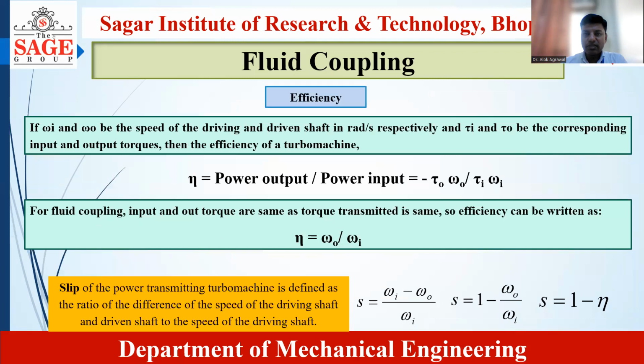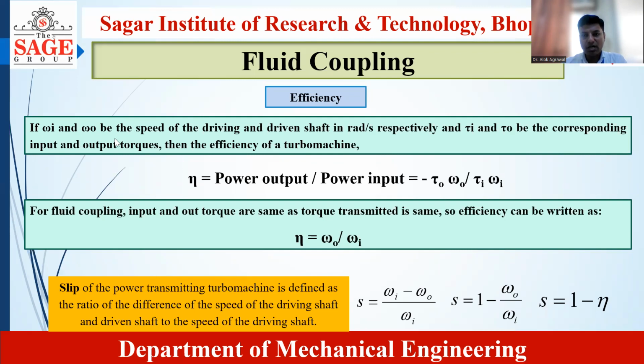Now, let us see what the efficiency of a fluid coupling is. Consider that the speeds of the driving member and driven member are given by omega I and omega O, that is, I for inlet and O for outlet. So this is the input shaft, this is the output shaft. This is the driving member RPM and this is the driven member speed.